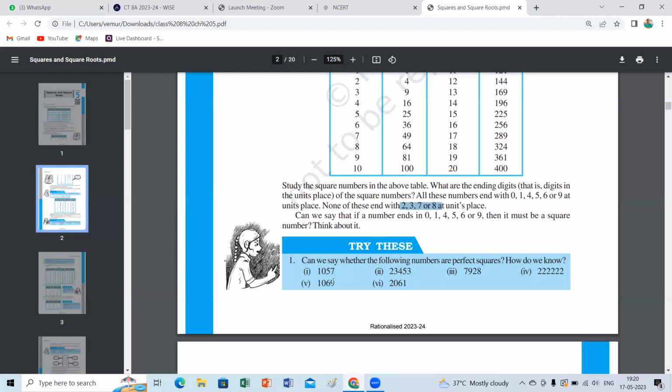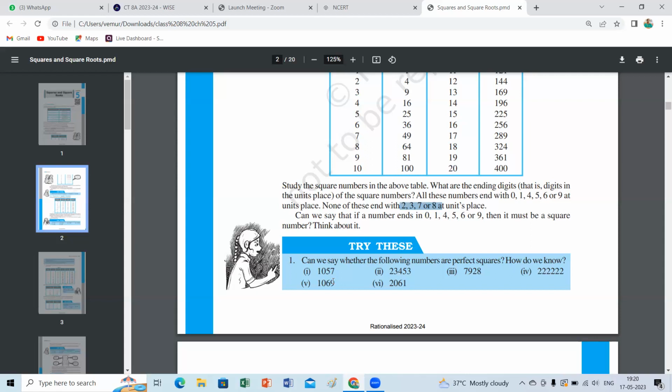25, 26, 20, 33 square. Please check with 33 square, children, whether it is 1069. Yes, ma'am. Check it once, please. 33 into 33. Why? Because 30 into 30 is 900. It is more than 900, the number.